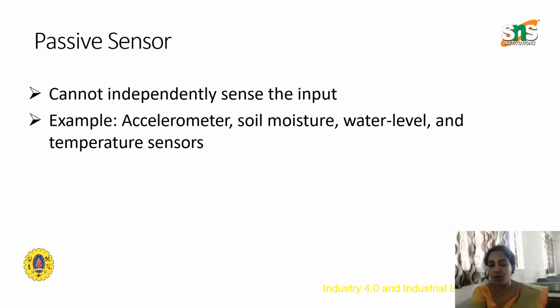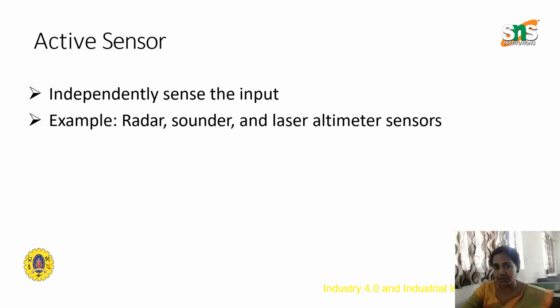The next sensors are the water level sensor and the temperature sensor. Temperature sensors can usually be used in robotics. Water level sensors can also be used in household applications, like determining the water level in water tanks. So these are the specific applications where we will be using these types of passive sensors.